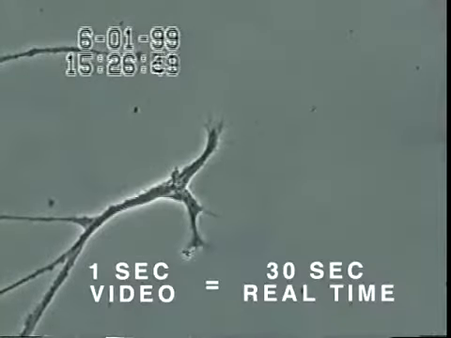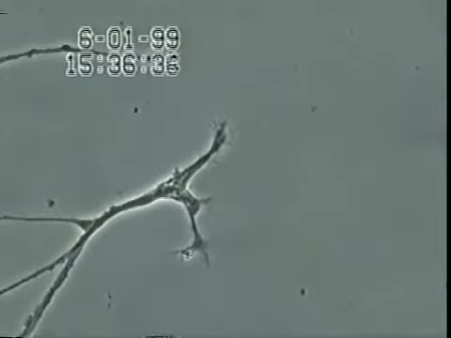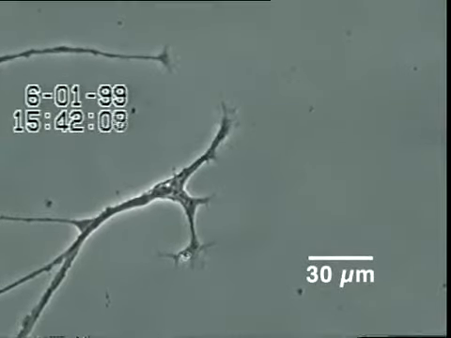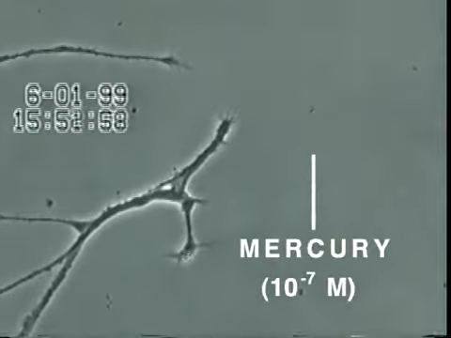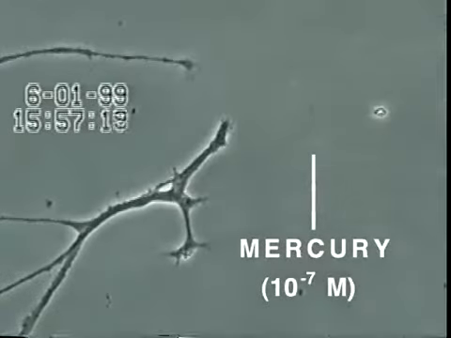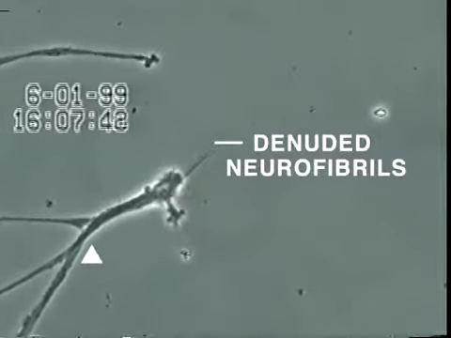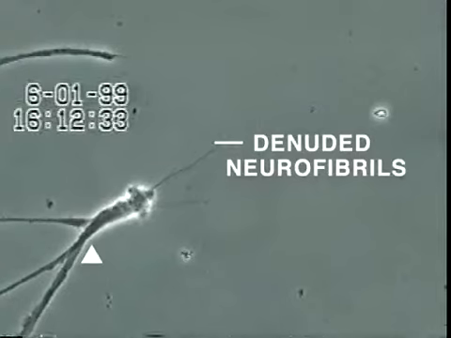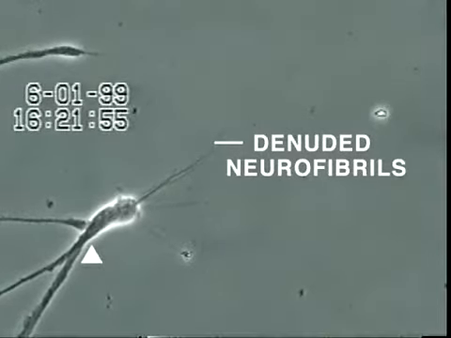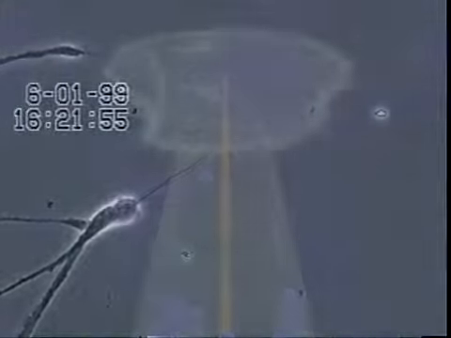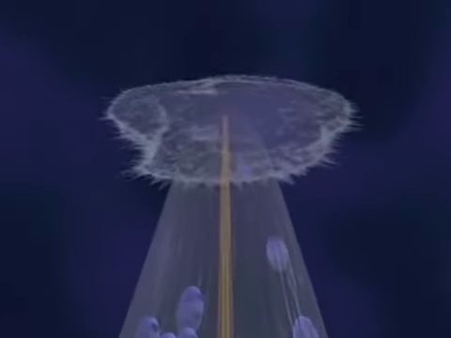In this experiment, neurons also isolated from snail brain tissue were grown in culture for several days, after which very low concentrations of mercury were added to the culture medium for 20 minutes. Over the next 30 minutes, the neurite membrane underwent rapid degeneration, leaving behind the denuded neurofibrils seen here. In contrast, other heavy metals added at this same concentration, such as aluminum, lead, cadmium, and manganese, did not produce this effect. To understand how mercury causes this degeneration, let us return to our illustration.